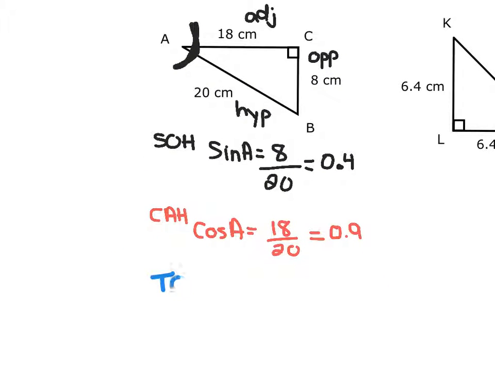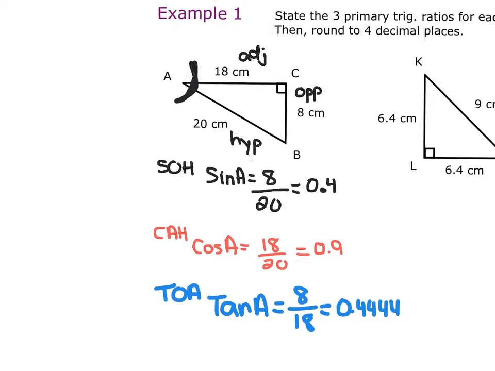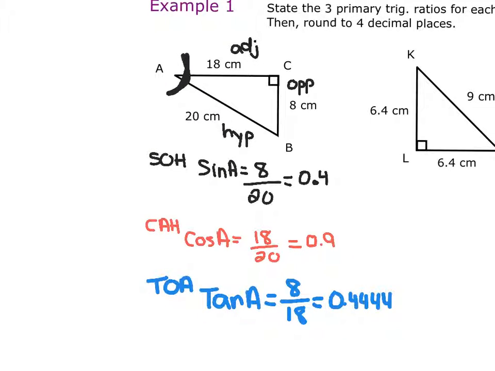And now the last one is TOA, and that's tan equals opposite over adjacent. The opposite side is 8. The adjacent side is 18. So 8 divided by 18 is 0.44444. So we're just going to go to 4 decimal places, so 0.4444. Are there any questions on what I just did there?